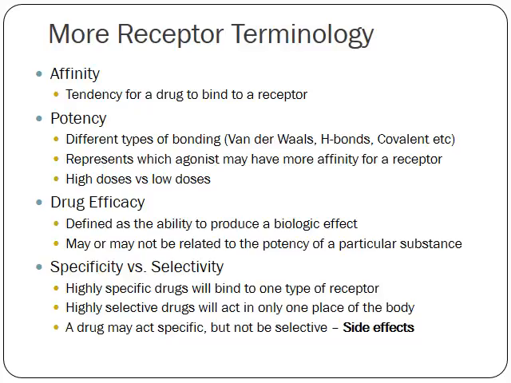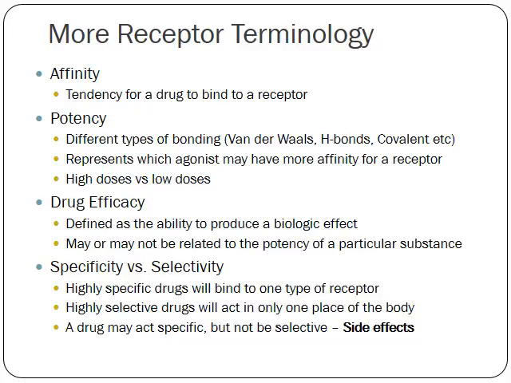Then we have specificity versus selectivity. Selectivity and specificity are defined as, specificity, highly specific drugs are going to bind to one type of receptor. So when we're talking about specificity, we're talking about binding to specific receptors, whereas selectivity is going to be drugs that are acting in only one place of the body.